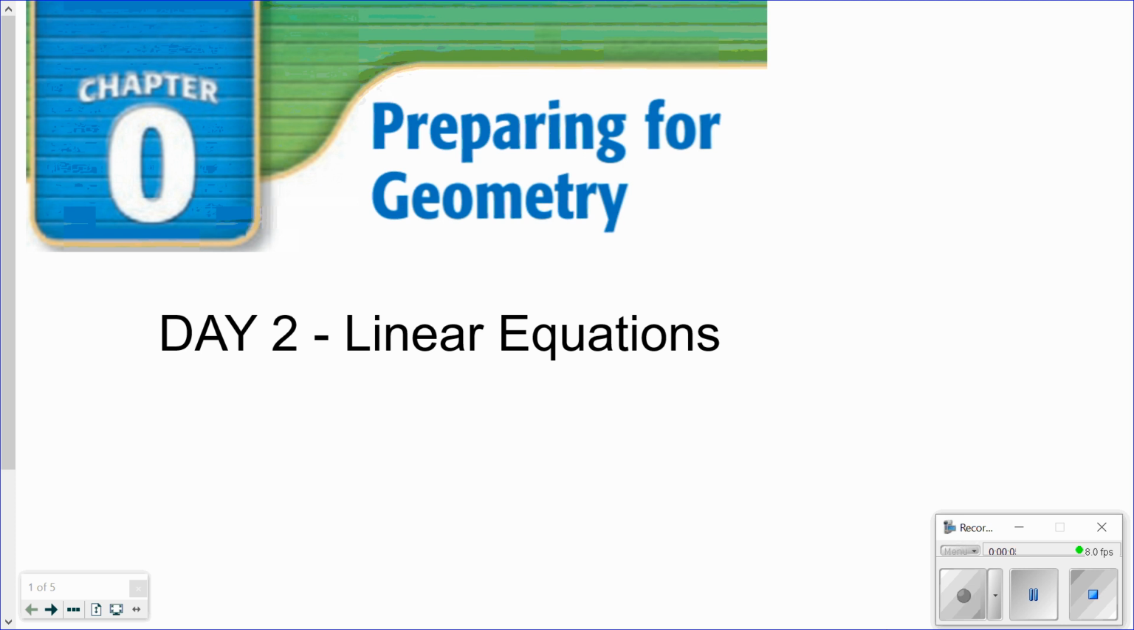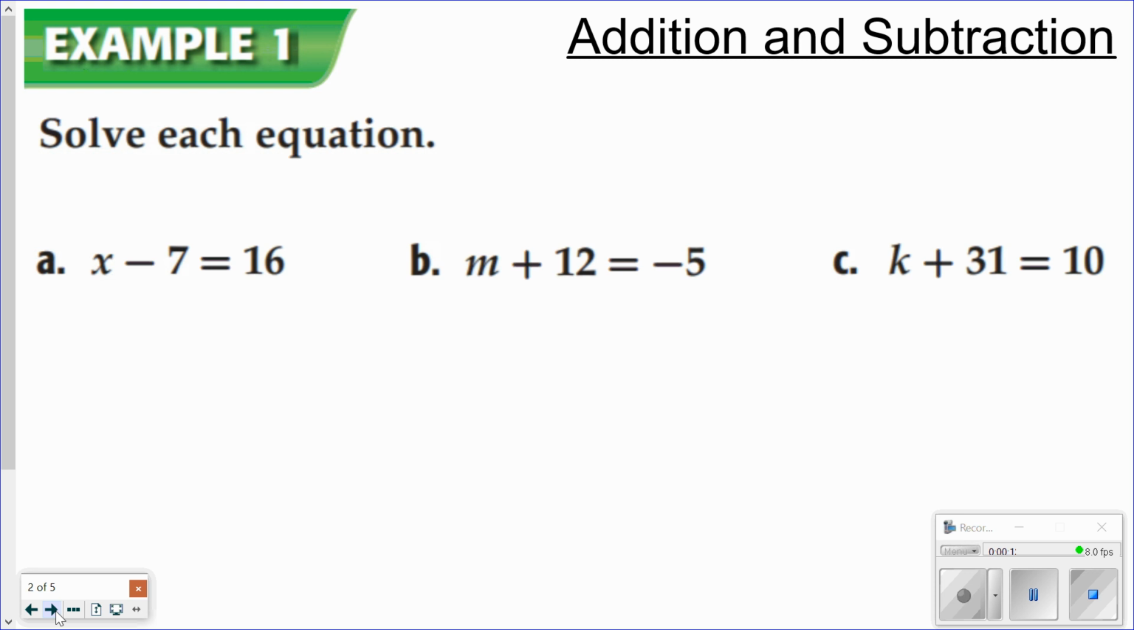We are going to continue with chapter 0. So day 2 is all about linear equations. We are going to start off with some simple linear equations that have to deal with addition and subtraction.